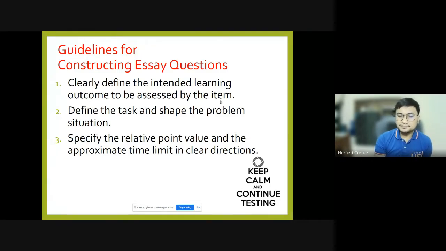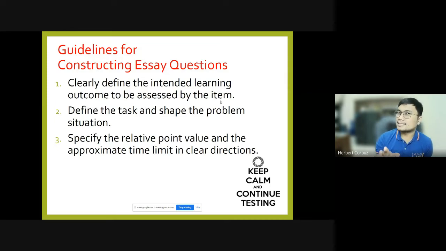Then second, we define the task and shape the problem situation. We have to be very clear of what we are asking our students to do when we are going to craft our essay test questions, our essay test items. Dapat klaro tayo. Ano ba yung nais kong ipagawa sa kanila? Should they have to provide examples when they are going to explain their opinion or explain their answer to this question?